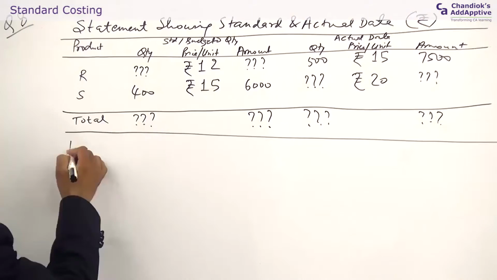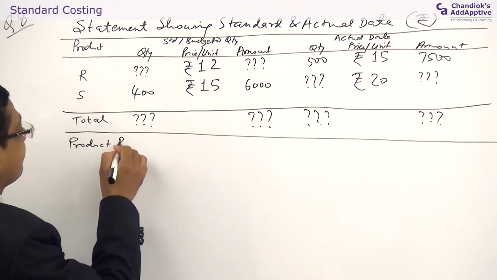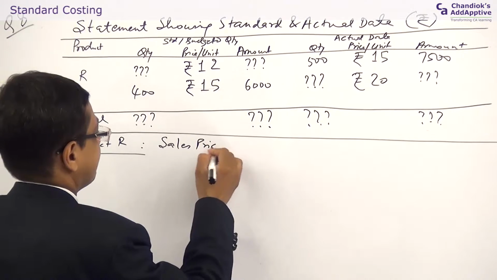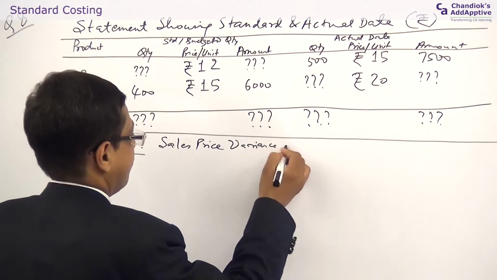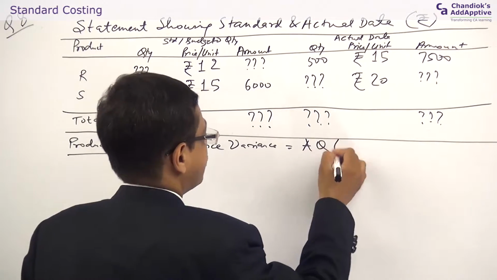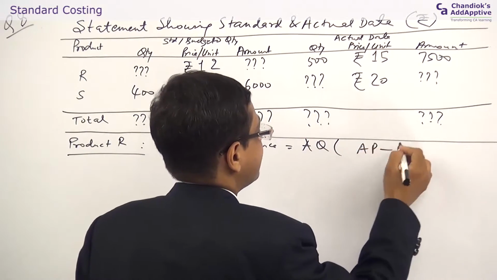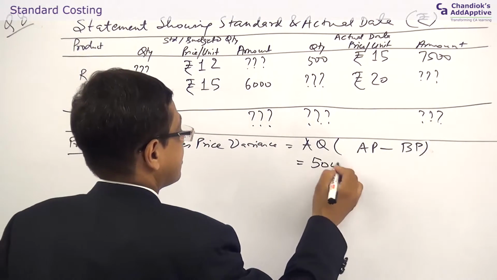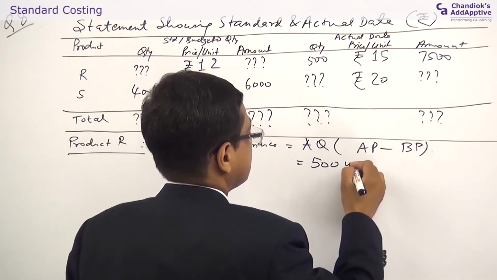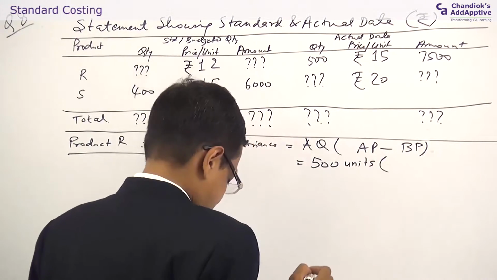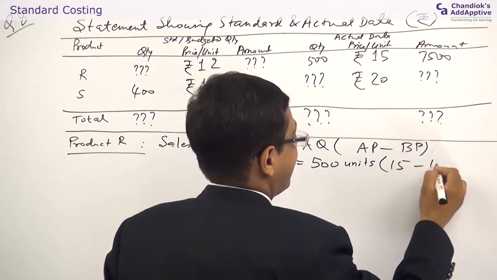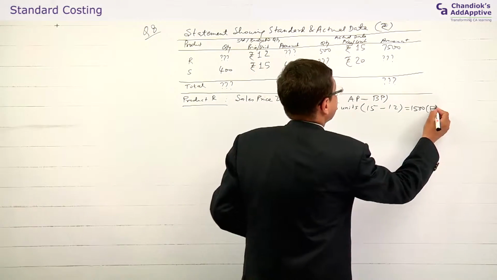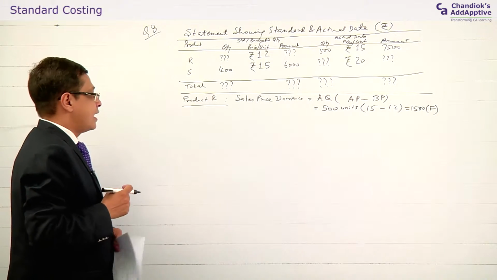Now, we start with product R. Sales price variance, this is actual quantity into the difference in price. 500 units is the quantity. The actual price in the question is 15 rupees and the budgeted price is 12 rupees. So, if you solve, this becomes 1500 favorable, right.